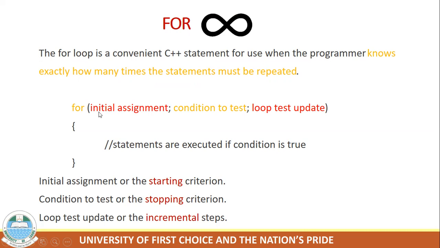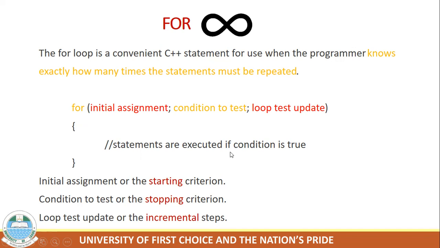Now, you have to do what we call an initial assignment. Your initial assignment, or your starting criterion, is very important, followed by your stopping criterion, or the condition to test. You do this. Then you do what we call the loop test update. You need to update your loop, right? So this is how you write your first statement.